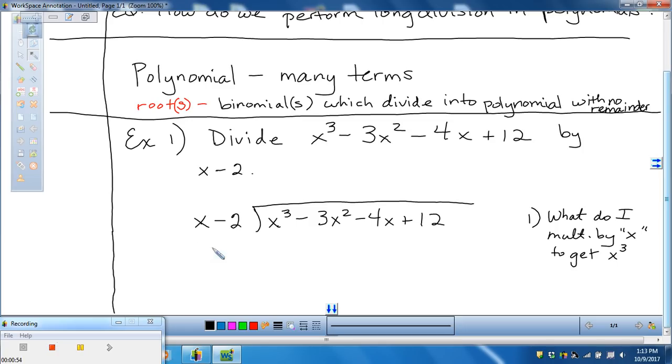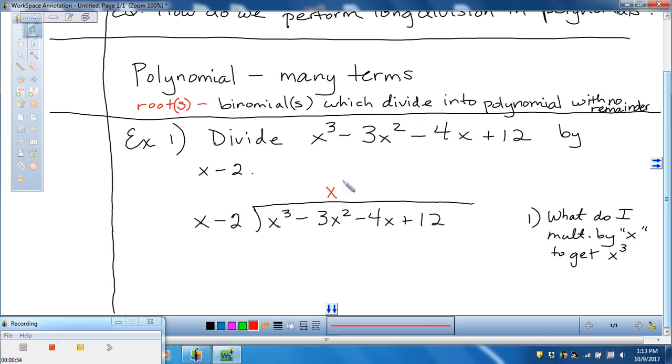Now, one thing I want to point out, if you are missing any terms in your divisor or in your original problem, you need to make sure that you fill them in with zeros, and I'll show you an example of that in just a few minutes. So, what times x gives me x cubed? And the answer to that is x squared.